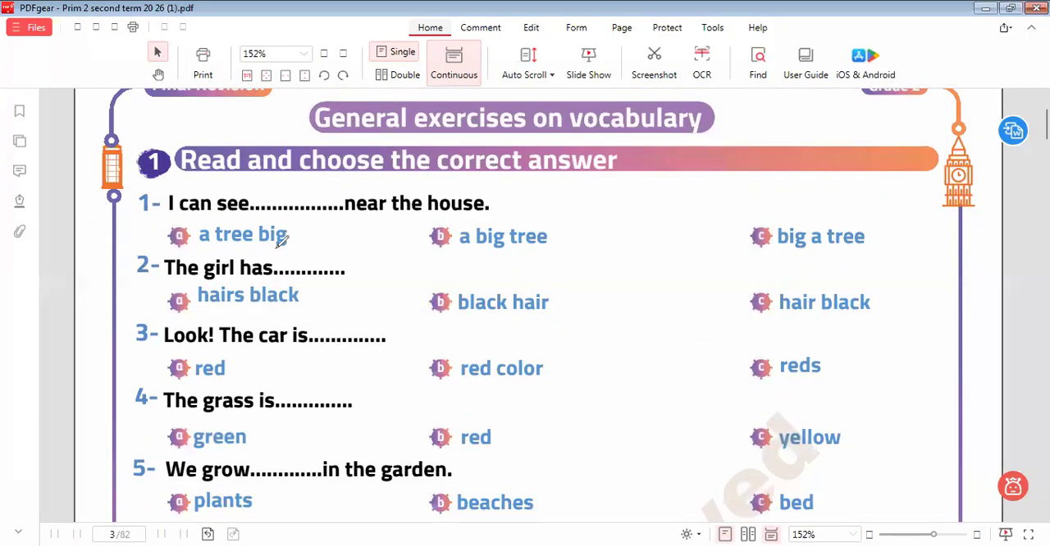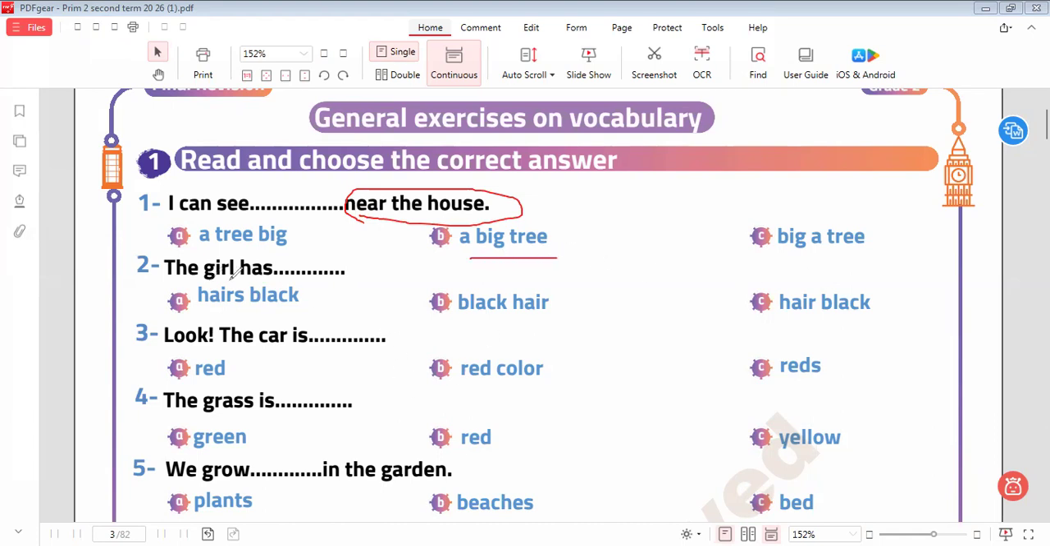Here we have, I can see a tree near the house. Near the house, I can see what? A big tree. Later we learn the order of the adjective. We use the size, then the noun. When we talk about color, describing the color is treated as an adjective, and the size is treated also as an adjective. So the suitable answer here will be a big tree.